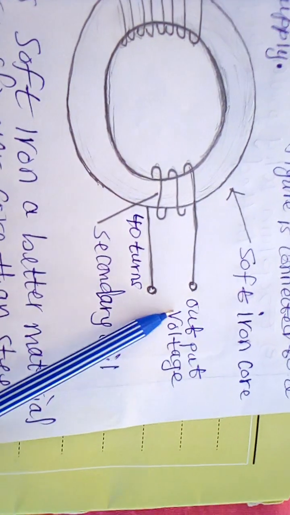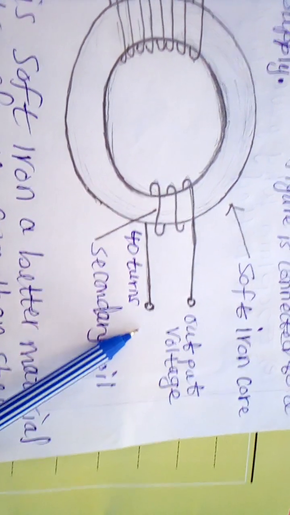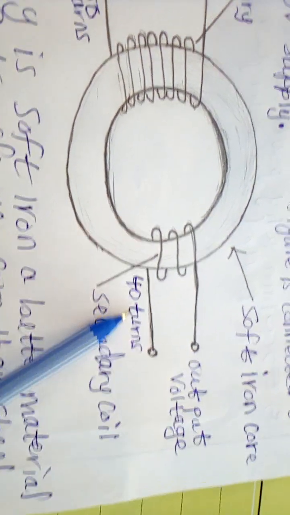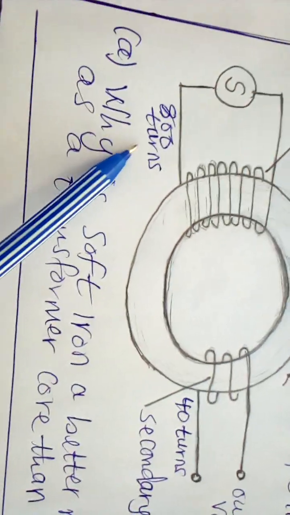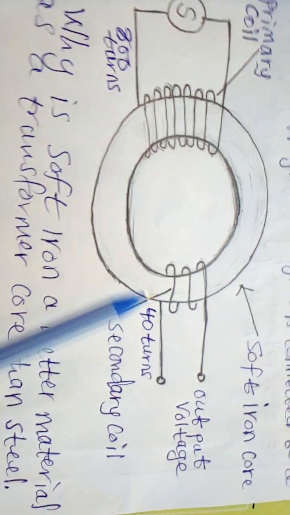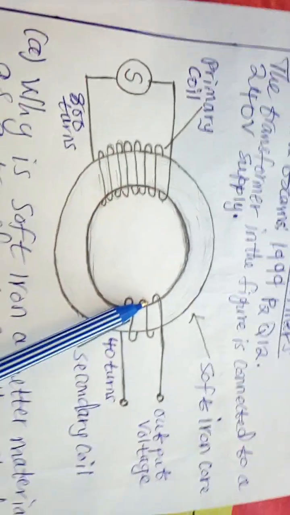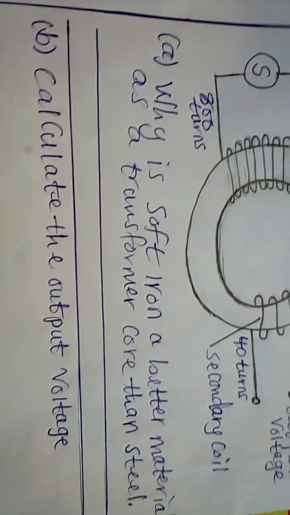Then we have got the part for output voltage. This is 40 turns. Here there are 40 turns, so you can see that here there are more turns, here there are fewer turns. So this is the secondary coil.